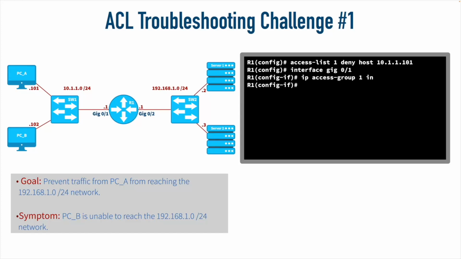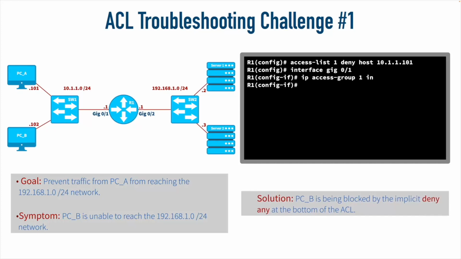All right, did you spot the issue? Yeah, the issue was that implicit deny any at the very bottom of our list. As we said a moment ago, if we don't explicitly permit something, it will be implicitly denied.